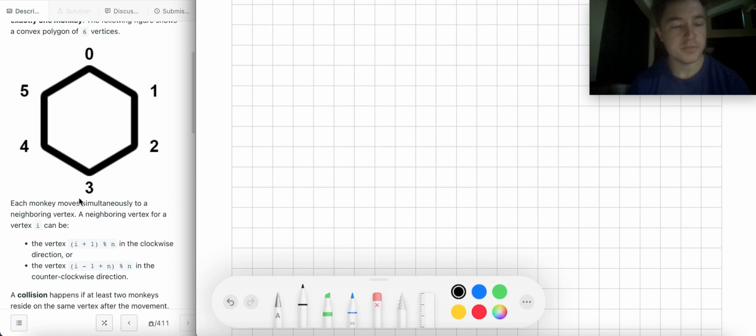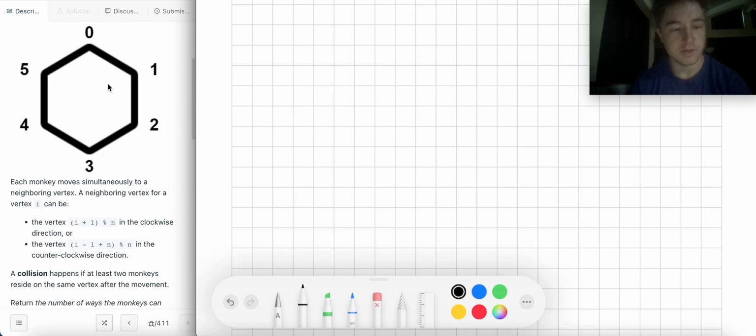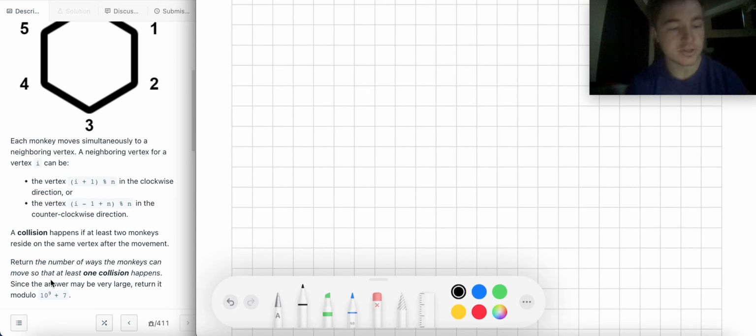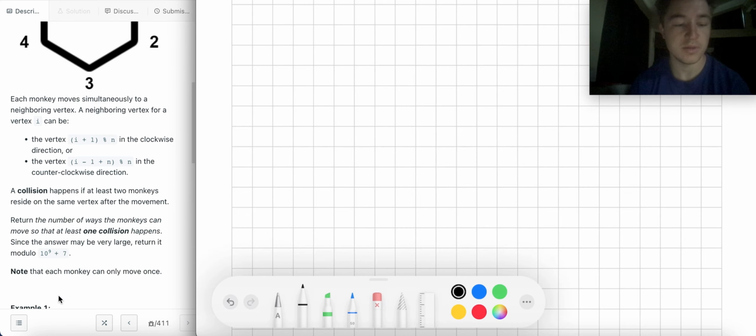Each monkey moves simultaneously to a neighboring vertex. A neighboring vertex for vertex i can be either the right vertex or the left vertex. So any monkey on a vertex can move to the left or to the right. A collision happens if at least 2 monkeys reside on the same vertex after the movement. Return the number of ways the monkeys can move so that at least one collision happens. Since the answer may be very large, return it modulo 10 to the 9 plus 7.